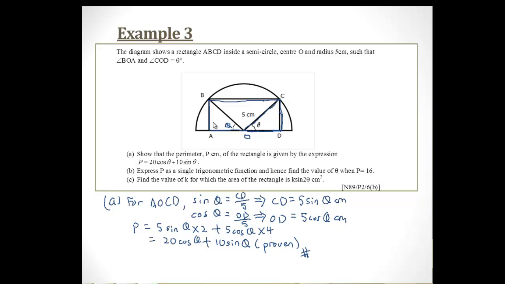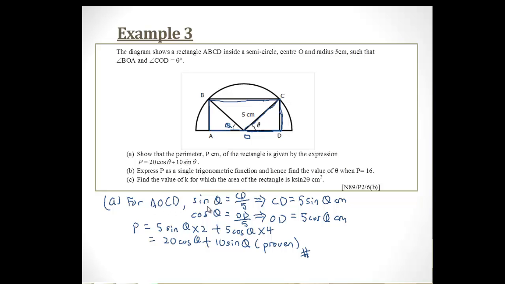So what we do is we try to find right angle triangles in the given rectangle. So we found that OCD is a right angle triangle with one known angle theta and one known length 5 cm. With this, we are able to apply trigonometry to right angle triangle OCD.